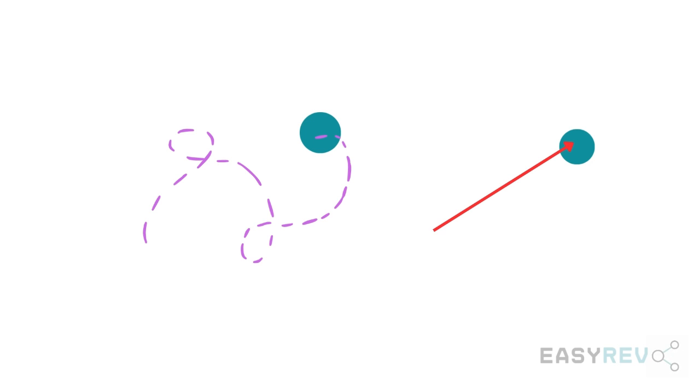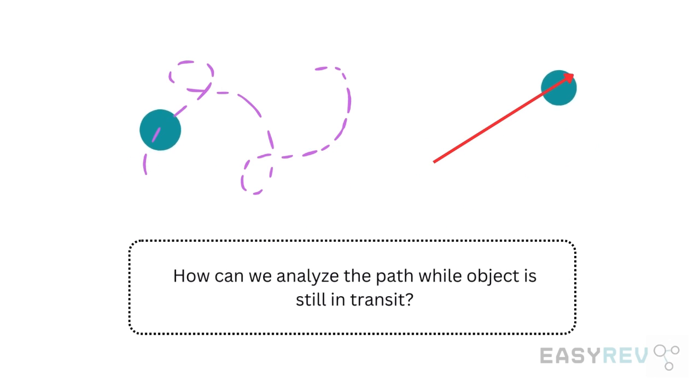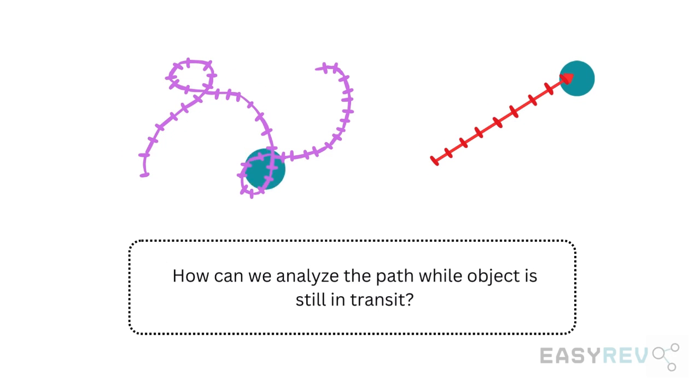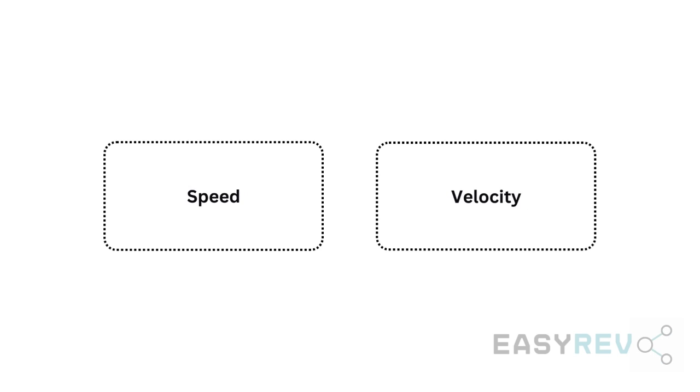We can only use these quantities once the journey from A to B is complete. What if we wanted to focus on the motion of the object while it is still in transit, or while it is still in motion? In that case, what we could do is simply see how the amount of path covered by a moving object changes with every equal interval of time. You can think of these equal intervals of time as these segments that we've drawn over on the purple path as well as the red path. So how do we go beyond this? Well, what we can do is measure the speed and velocity of the object.